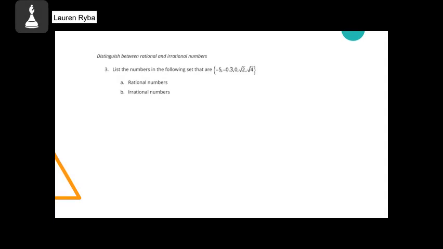The next example wants us to distinguish between rational and irrational numbers. Now, these are complete opposites. So if you are rational, you cannot be irrational. They are complete opposites of each other. So rational can be written as a fraction, a repeating or terminating decimal. And irrational numbers are the ones that do not repeat, do not stop. So they do not terminate or repeat.